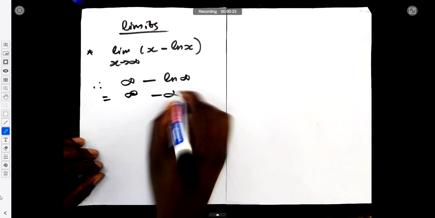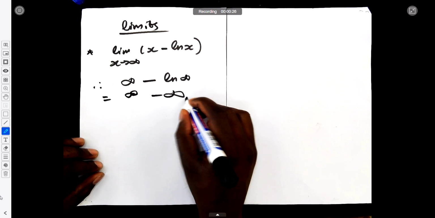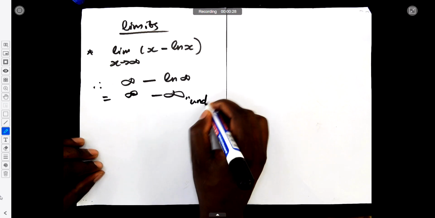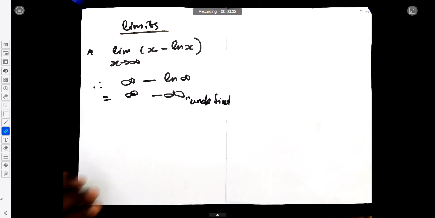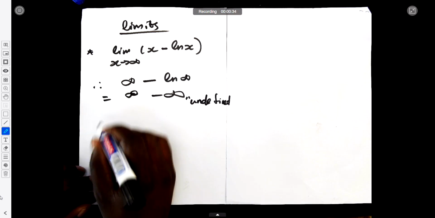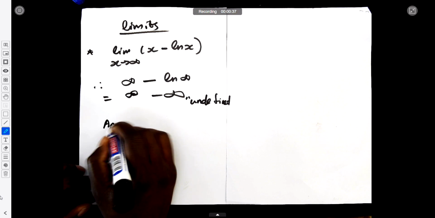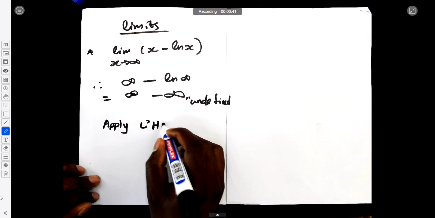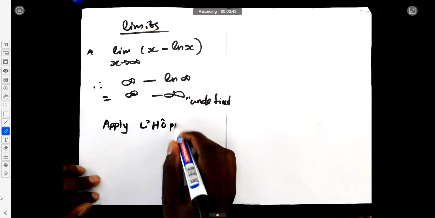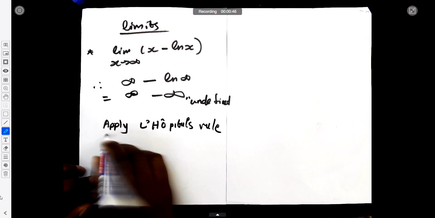Let me write it in this way. So maybe let me specify, it is undefined. Which means we need to try applying the types of rules that we know, or we try and apply L'Hopital's rule. So we need to apply L'Hopital's rule.